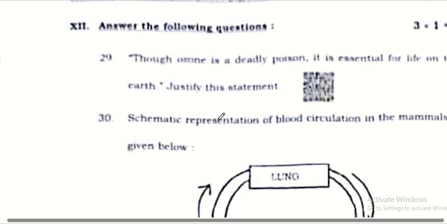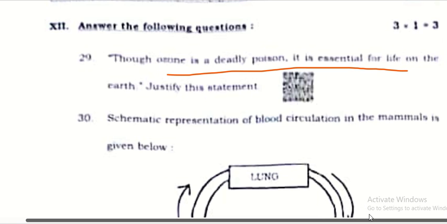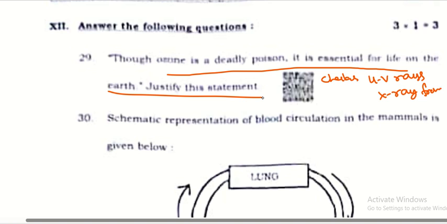Then we answer the following questions. Though ozone is a deadly poison, it is essential for life on Earth. This is justified because, though it is a poison, it checks the strong rays, the UV rays and also X rays from the sun, from entering the Earth's atmosphere. So, therefore, the ozone layer is necessary for us.